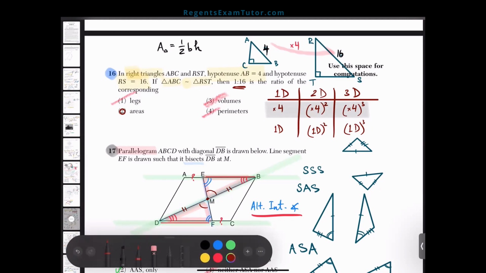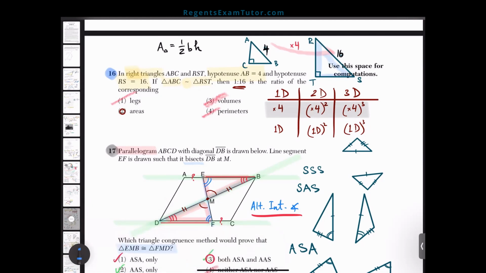So what does that really mean, practically speaking? That means that if we went ahead and actually found the area of this larger RST that has one-dimensional values that are 4 times larger than the smaller triangle ABC, then RST would have an area that's 16 times bigger than triangle ABC. That's what that means.